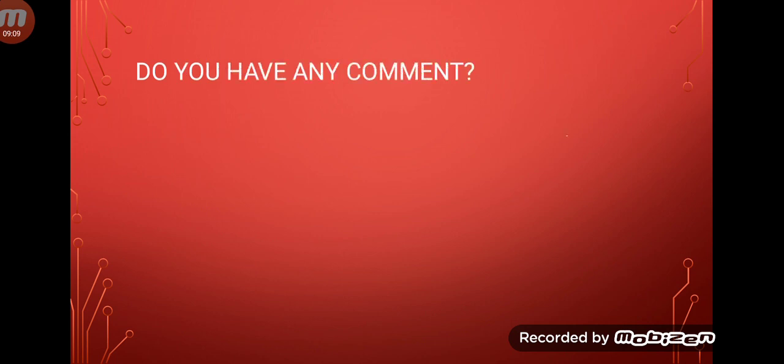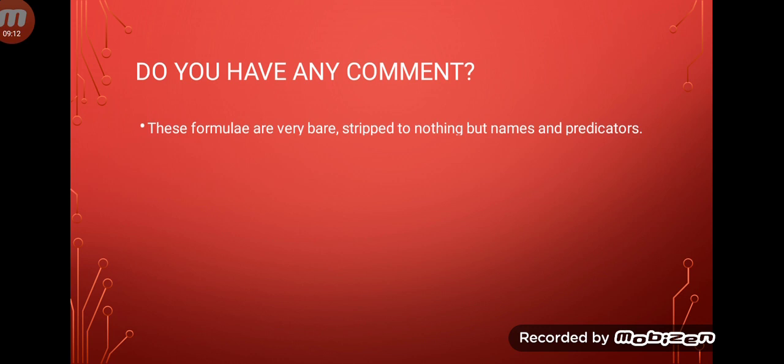Do you have any comment? Okay, I have some comments here. These formulae are very bare, stripped to nothing but names and predicators. So a formula or logical notation will only write names and predicators. Not only predicators but also the names will be written in a lower letter.